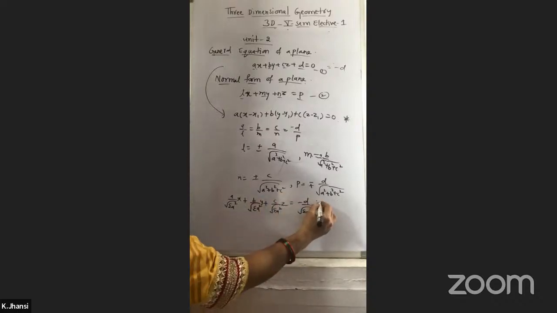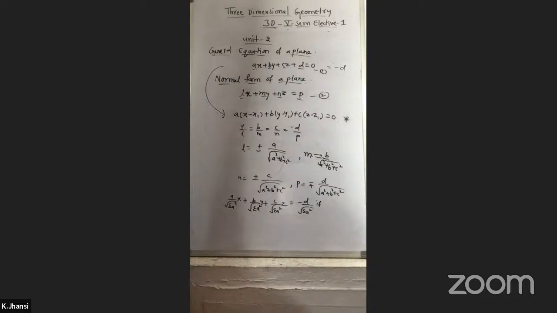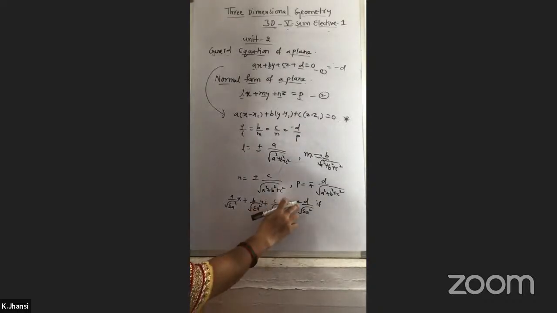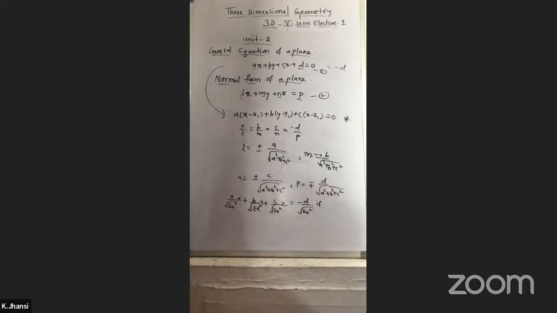If d is negative, d negative means here you will get the negative, and if it is positive means you will get here this value as positive. But the conversion process, this you have to remember. On the same, you have an example problem.